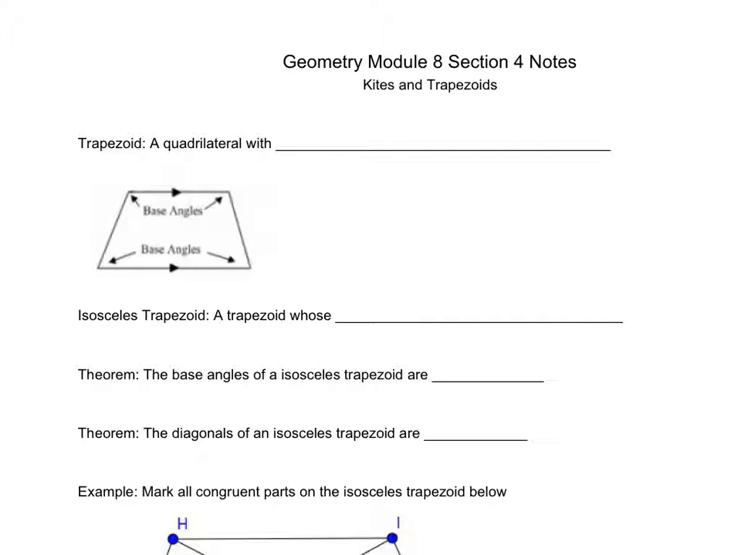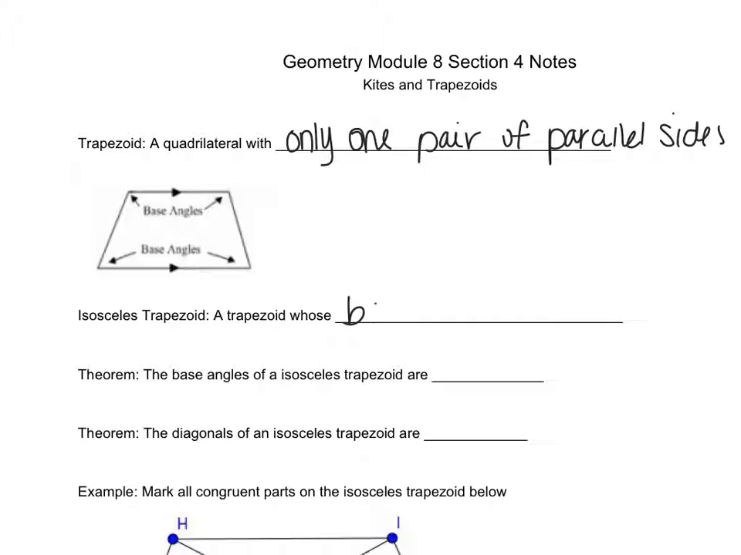In section 4, the last shapes we have to talk about are kites and trapezoids. So we're going to start off with a trapezoid, which is a quadrilateral with only one pair of parallel sides. There's also something called an isosceles trapezoid, and that's a trapezoid whose base angles are congruent.